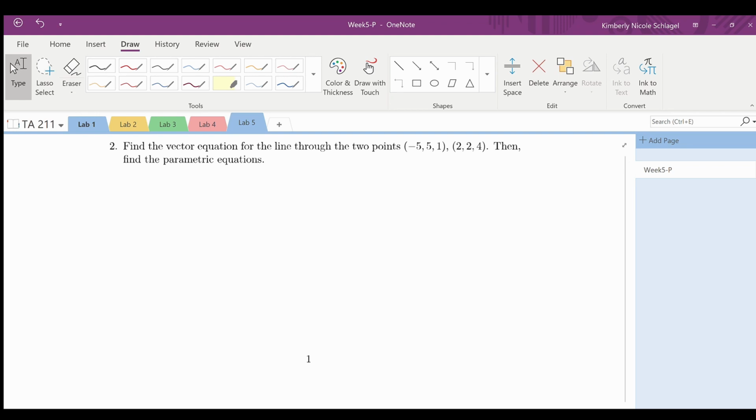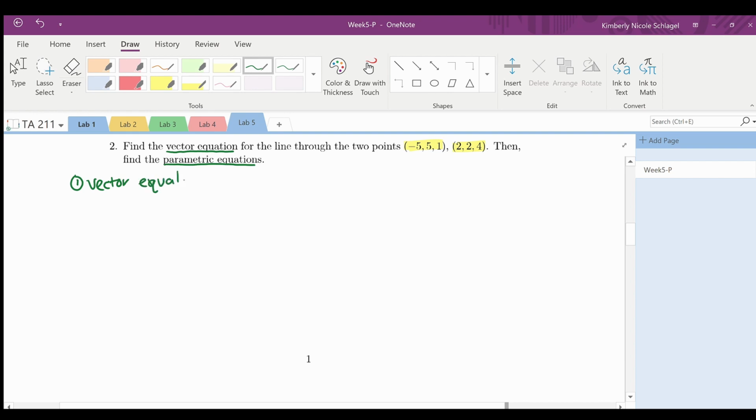Okay, so this question is the same thing, except for now they don't tell us how to do it. So now we have to remember how to do it on our own. So we have 2 points here, which is nice because that's going to help us find our direction vector. So we'll go over one more time. We need to find the vector equation for the line that goes through these 2 points, and then we need to find the parametric equations. So first thing we're going to do is find the vector equation.